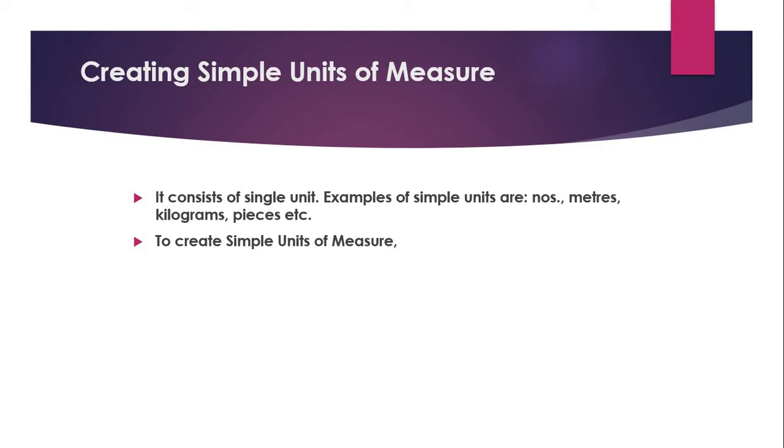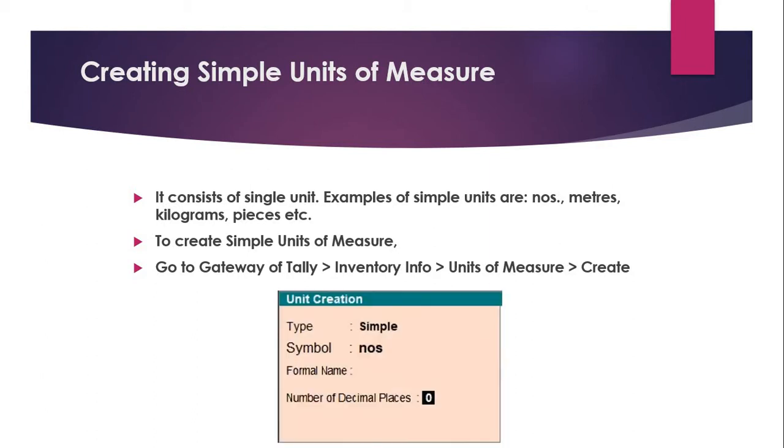Simple unit of measure can be created by going to Gateway of Tally, select Inventory Info, select Unit of Measure, select Create. Unit creation window will be opened. Provide the required information to create unit of measure, such as type. Type can be simple or compound.